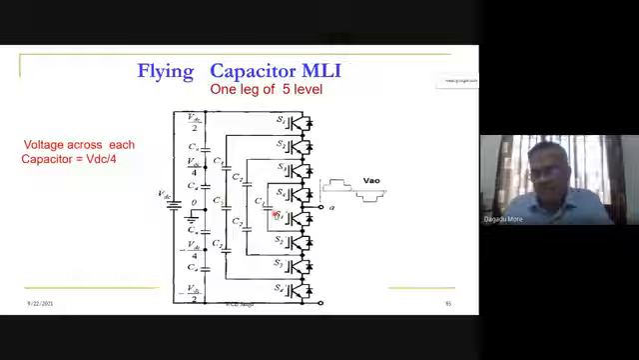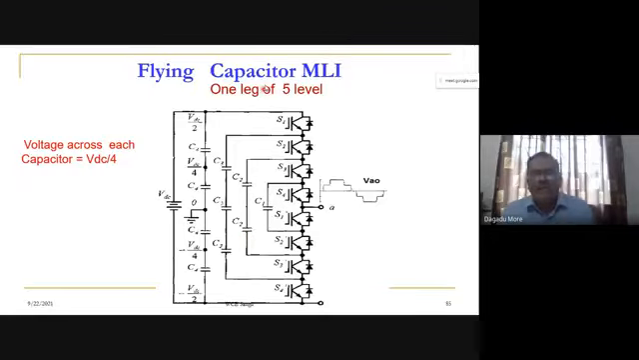So all capacitors in this circuit we have shown have a voltage of approximately VDC by 4. Here we have seen that charging and discharging of capacitors will take place. So for maintaining this capacitor voltage, we have to use a technique such that the voltage across each capacitor is maintained equal to VDC by 4. Any questions? No, sir.